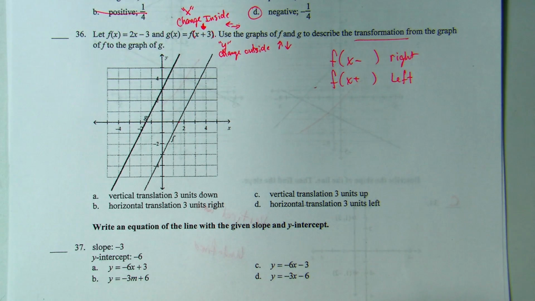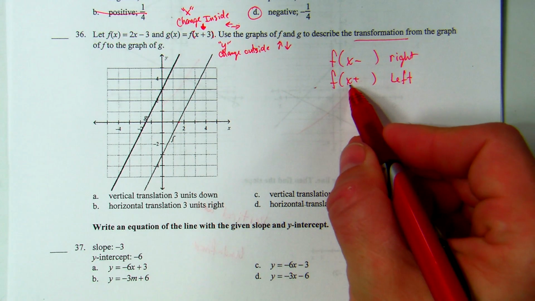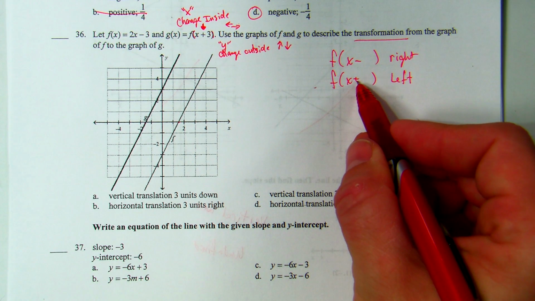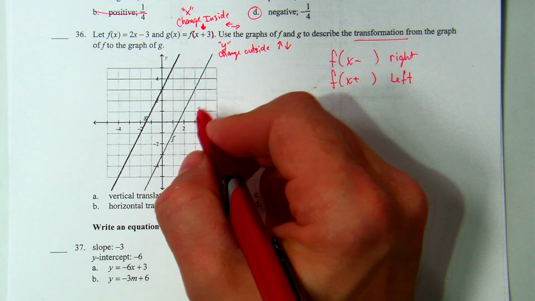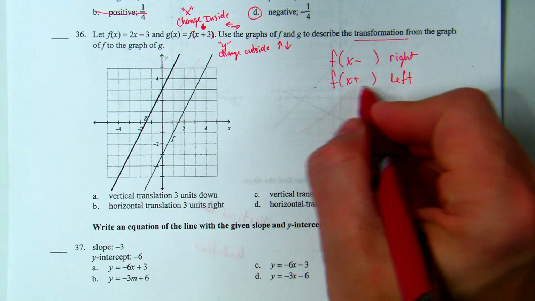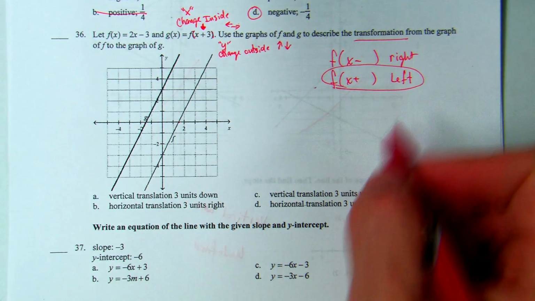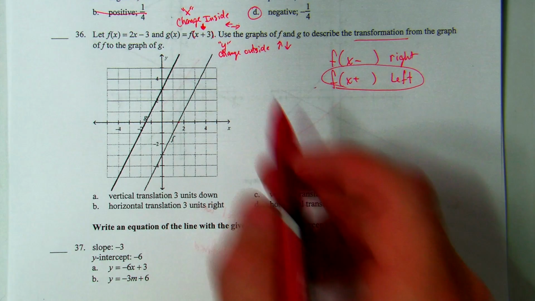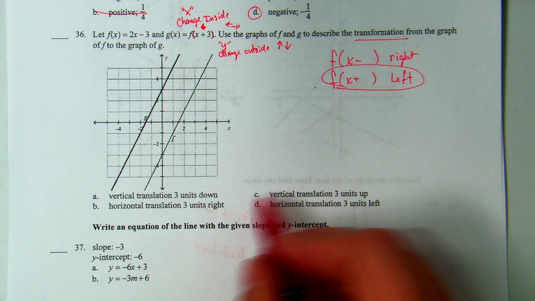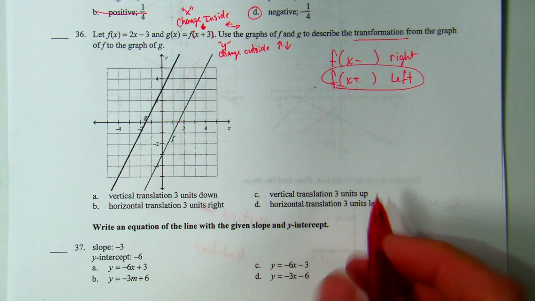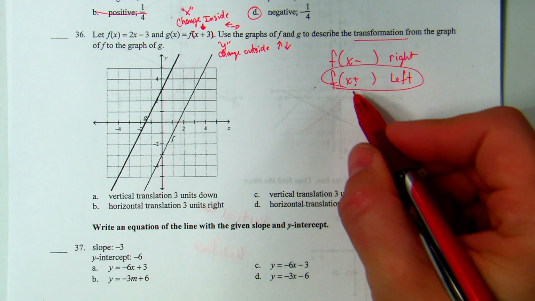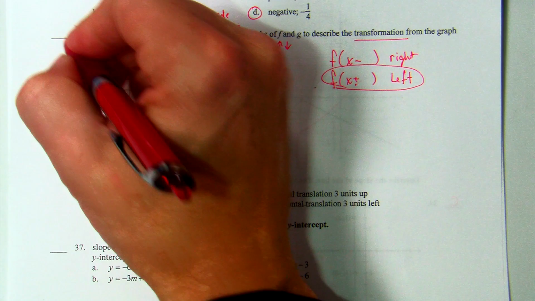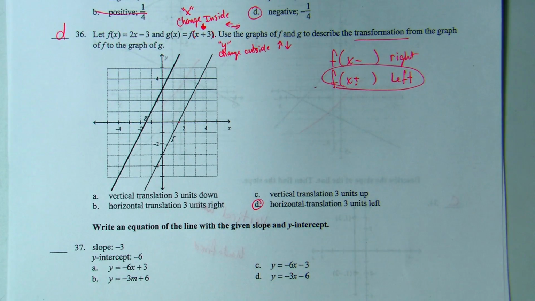And I know that's a little bit opposite of what we normally think. But if we're changing the value of x and we're adding to it, it's actually moving the graph left. So this is x plus 3. We're moving it left, and it is an x change, so left and right is a horizontal change. If you'll notice here, we're moving 3 units left, it's a horizontal translation. The answer to 36 should be D.